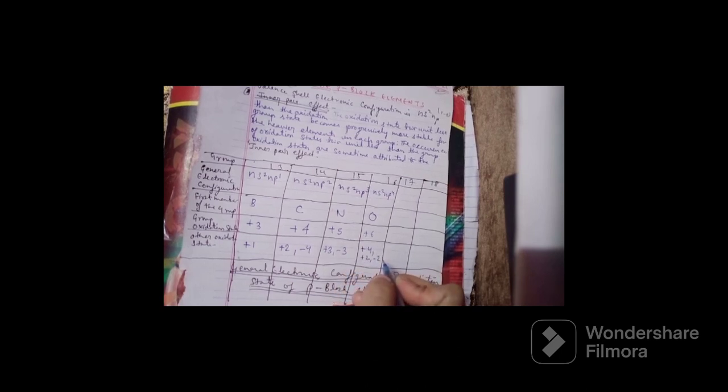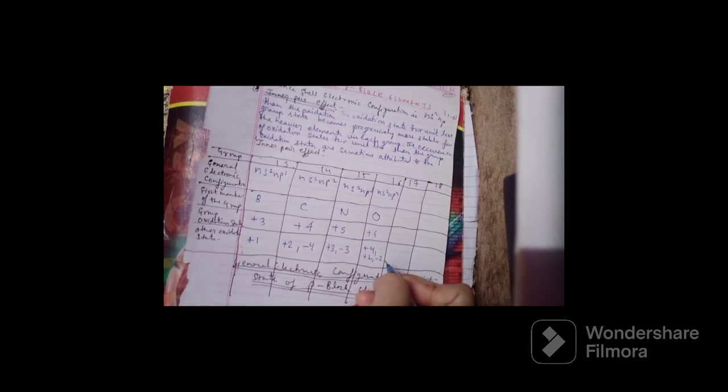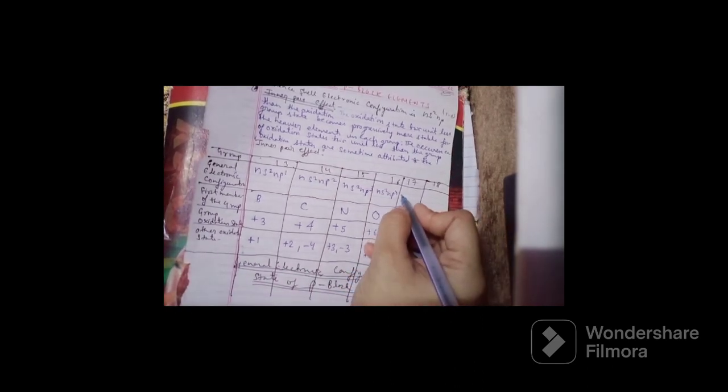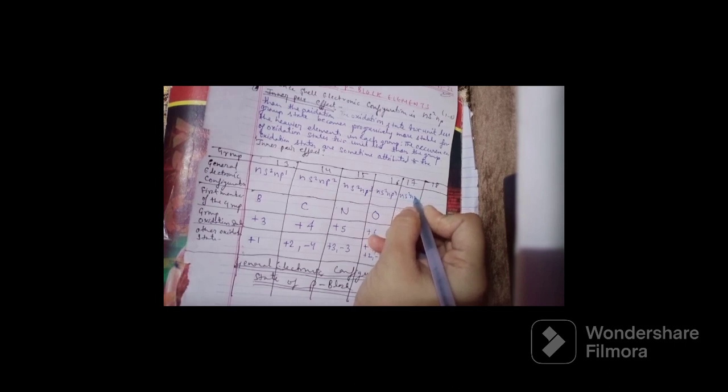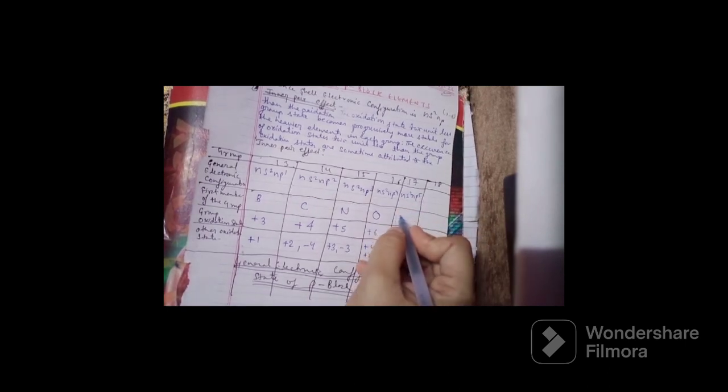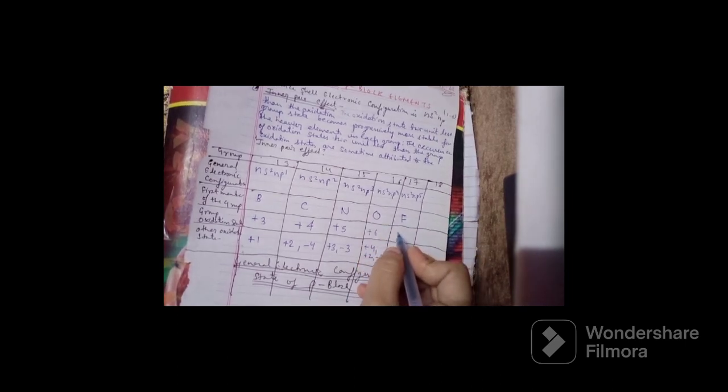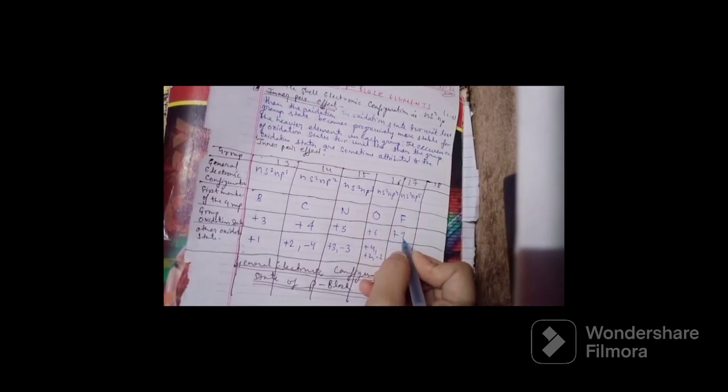Coming towards group 17, the general electronic configuration is ns2 np5. The first member is fluorine, with oxidation states +7, +5, +3, +1, and -1.